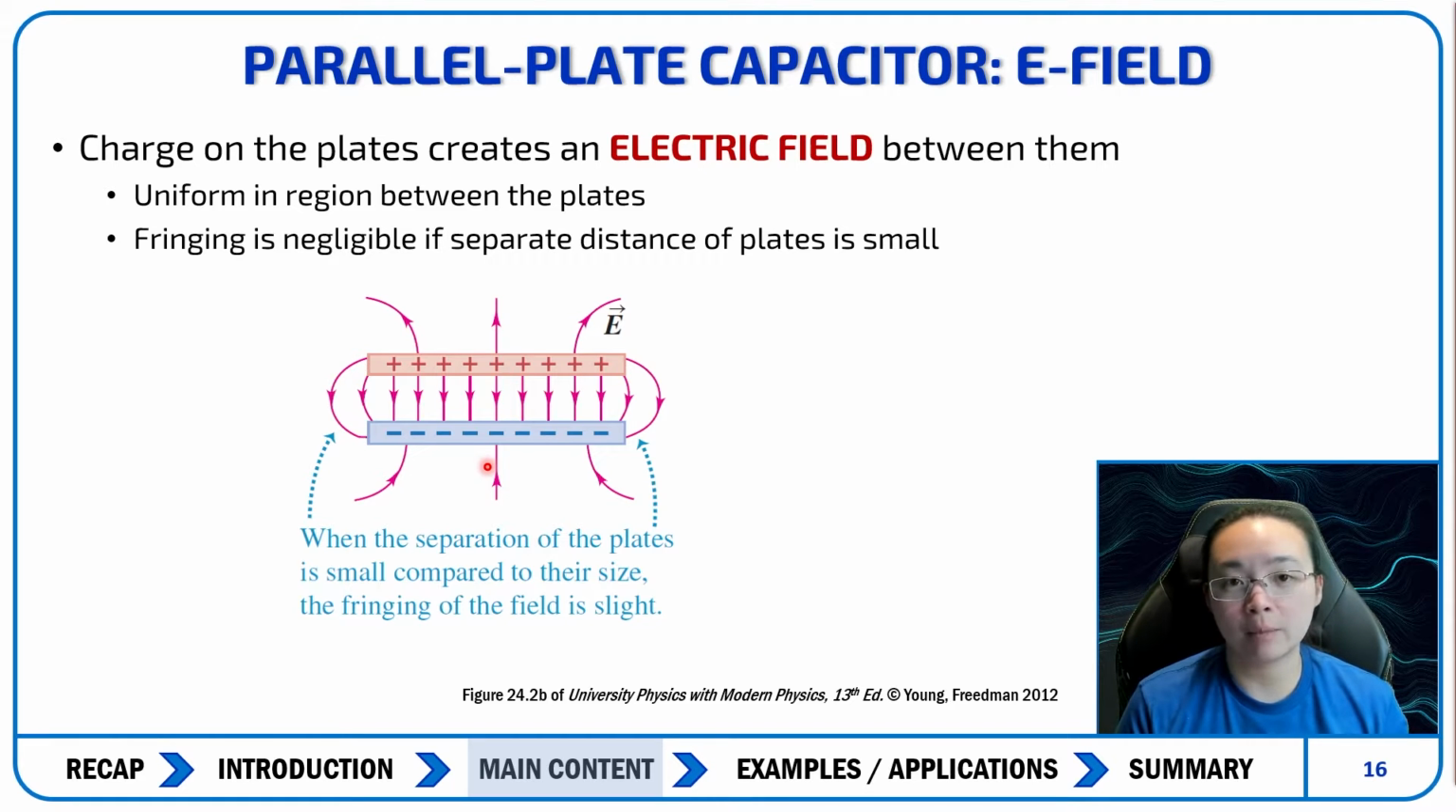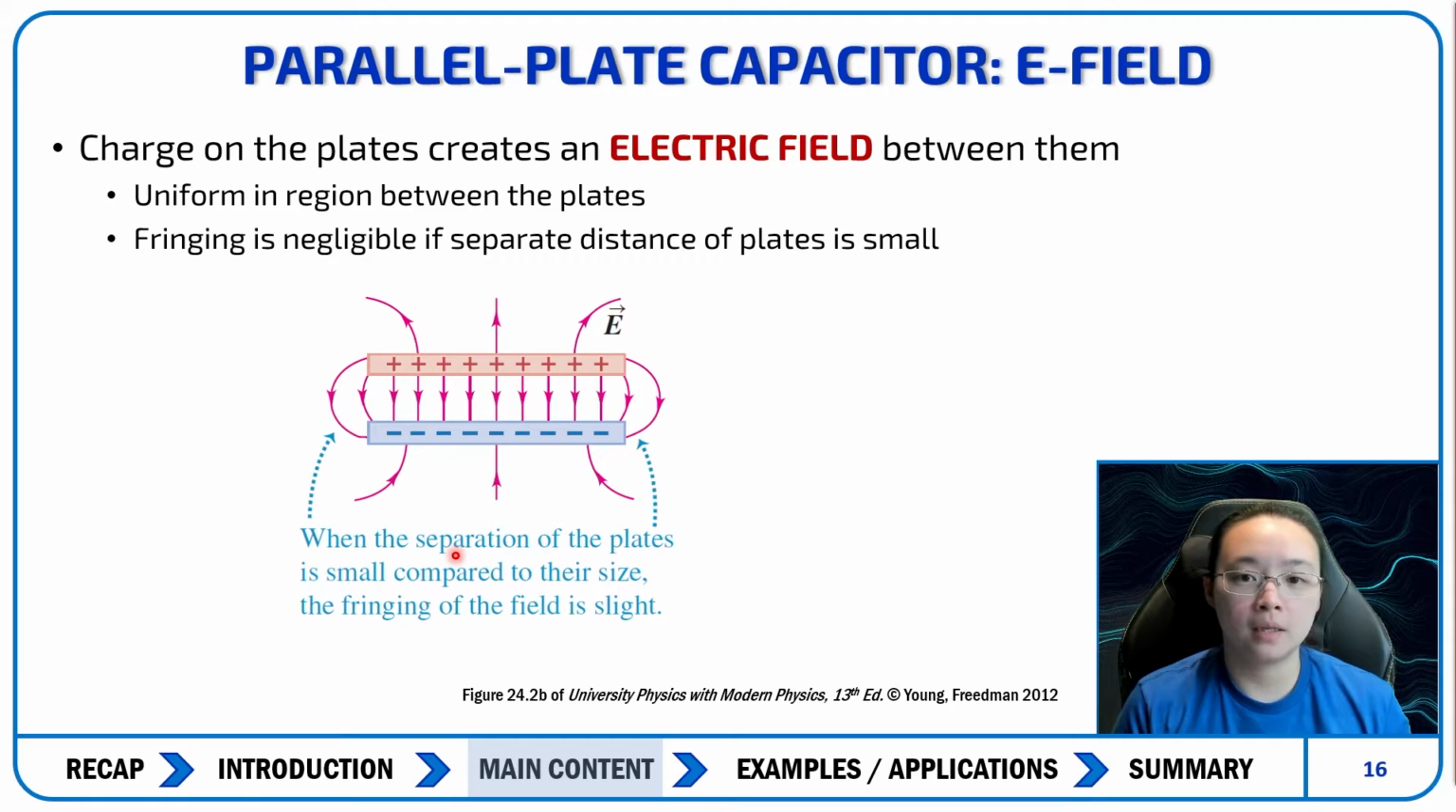Now, on the very edges of the parallel plate capacitor, that's where things start to look different. Because the parallel plate capacitor does not have an infinite plane, on the very edges of the parallel plate capacitor, you get these curved electric field lines. They won't just go straight down. And these are what we call fringe effects or fringing.